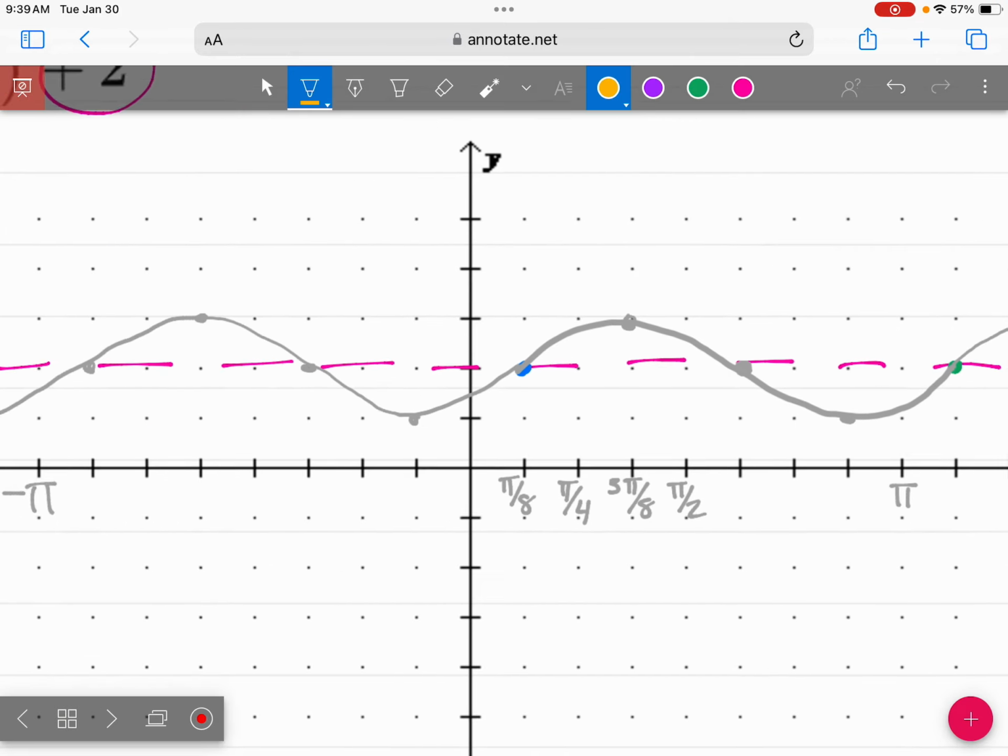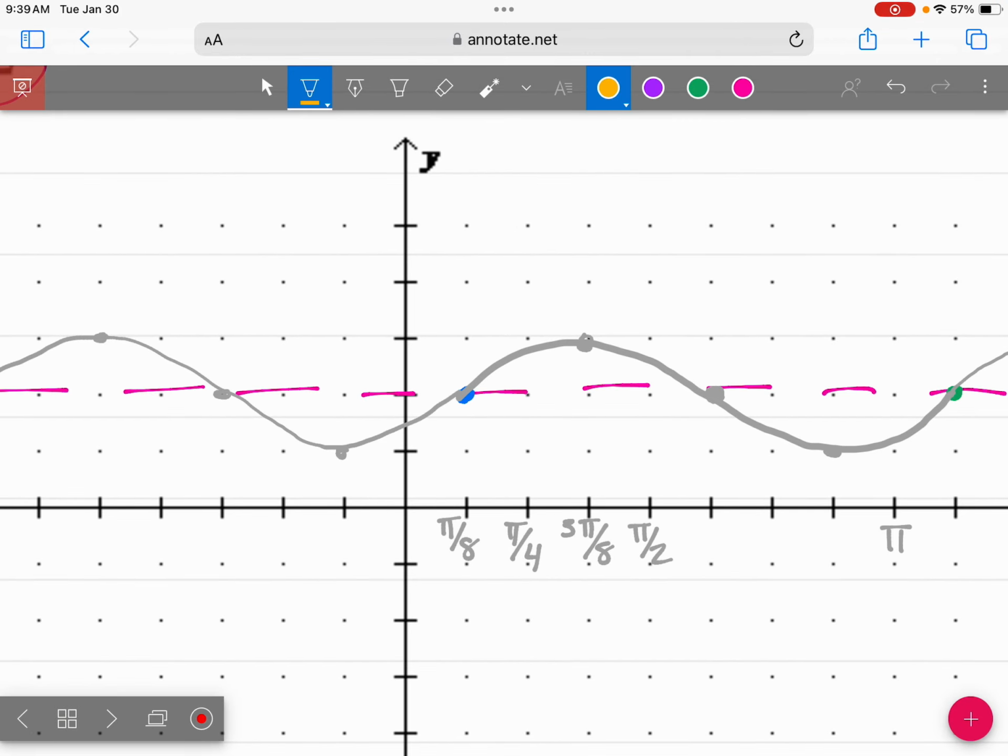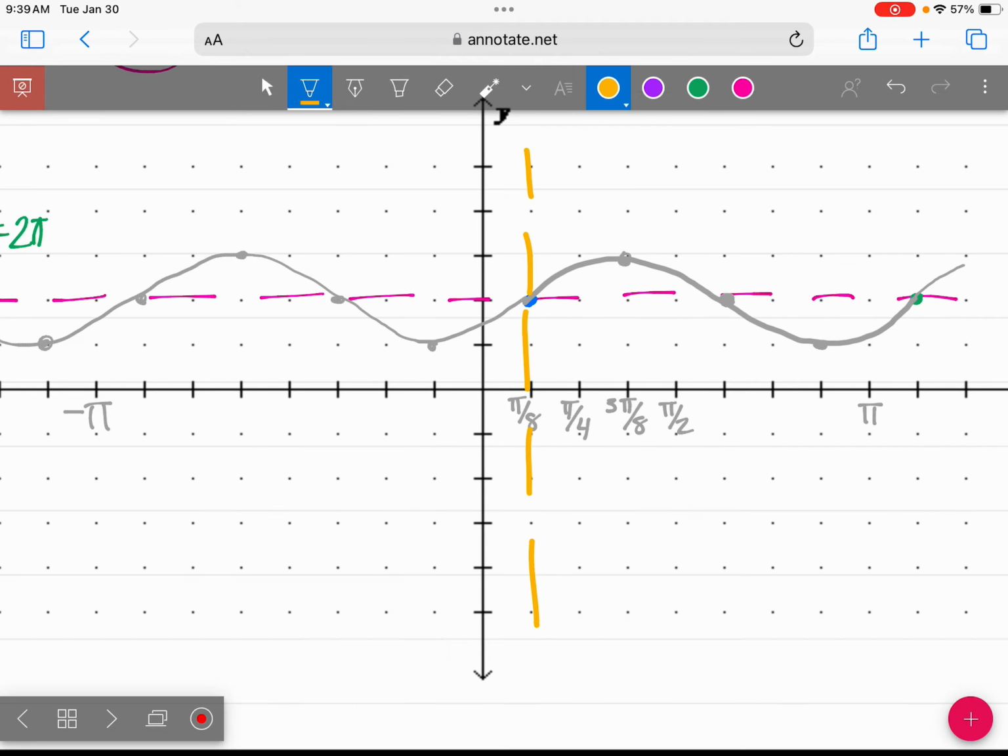So every place that we're hitting our midline is where sine is 0. So every place where we hit the midline is our asymptote. So it's been like hitting on the x-axis the last few, but it's hitting the midline is where the issue happens.